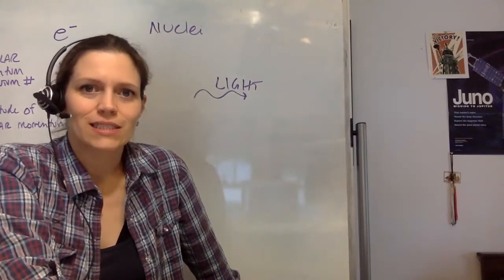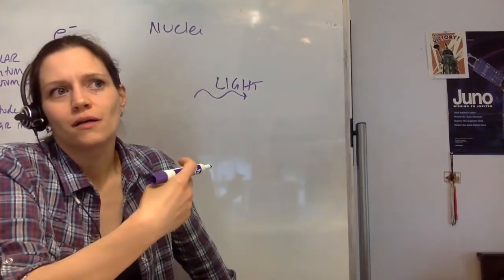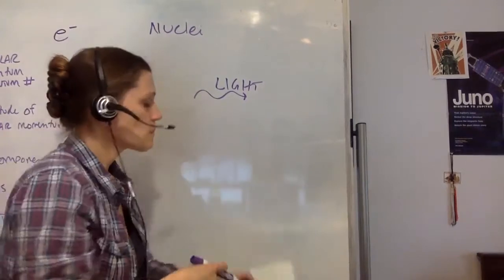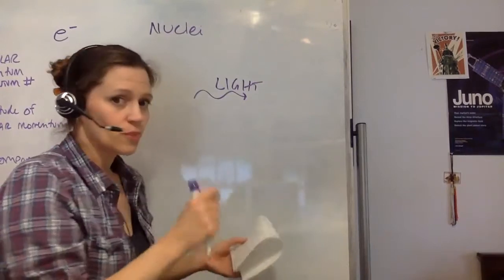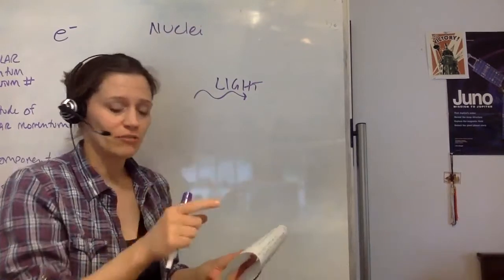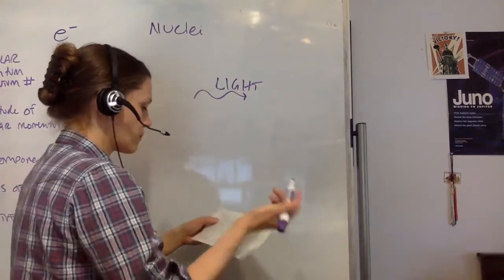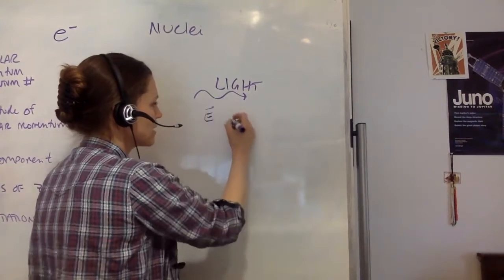NMR is a resonance technique, and that involves the resonance of the magnetic field with nuclear spin states, or electron spin states if you're doing EPR. Okay, but let's jump to it. Light. What do we know about light? So light is a self-propagating wave of an E field and a B field. E electric, B magnetic.